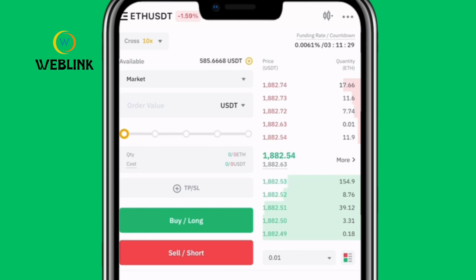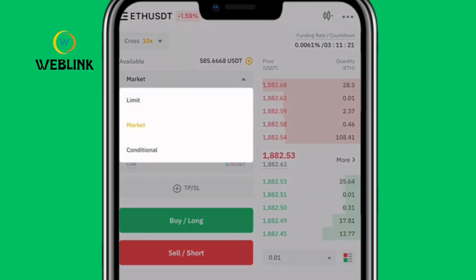Now to where you can actually take the trade. The first thing you need to take note of is the order type. You can see where you have market right here. If you tap on the drop down arrow, you see that you have limit, market, and conditional orders. Now I'm going to be talking about limit and market.